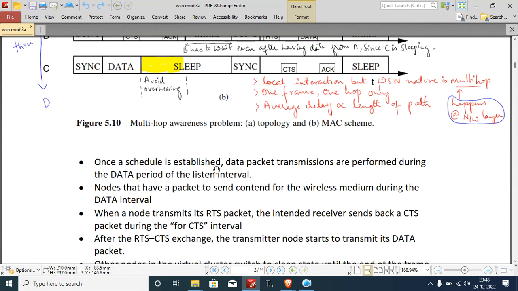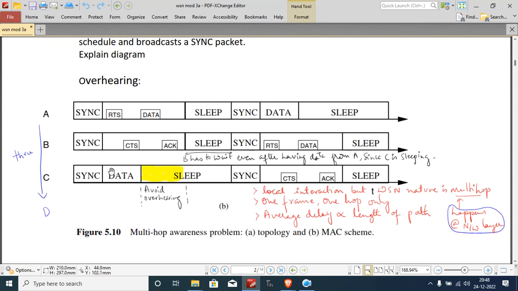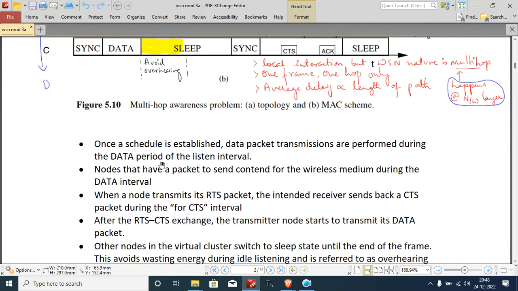Once the schedule is established, data packet transmissions are performed during the data period of the listen interval. Nodes that have a packet to send contend for the wireless medium during the data interval. Basically, starting right after the sync message, we have this entire field, and during this time interval they contend for the wireless medium.